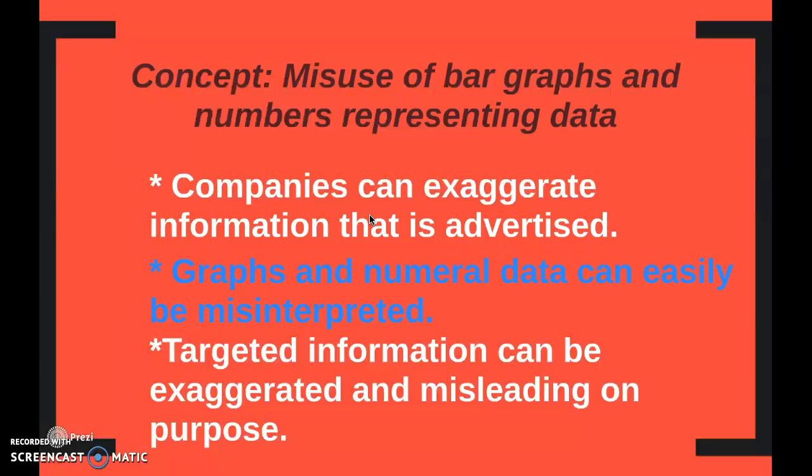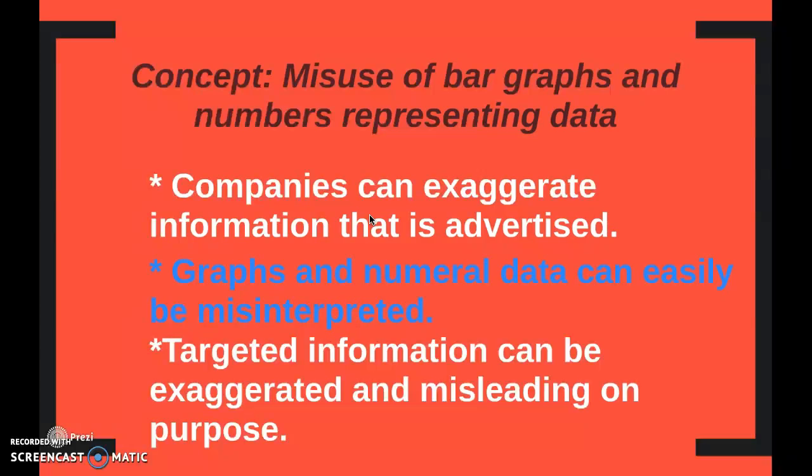Graphs and numerical data can easily be misinterpreted. So when you look at a graph, or an advertisement that's trying to represent any kind of numbers or averages, just looking at a bar graph, if you see a part that's longer than the other one, you're just going to automatically assume that this part is doing better than the other one. So we're going to be looking at examples and seeing how you can really interpret what's going on in graphs and numbers. Target information can be exaggerated and misleading on purpose.